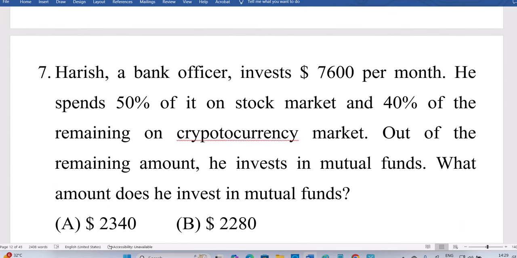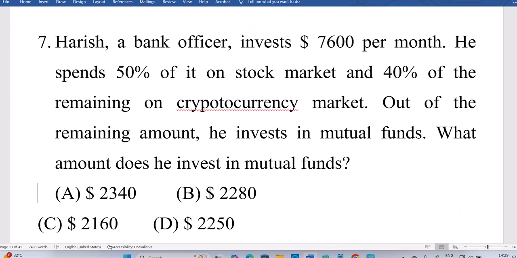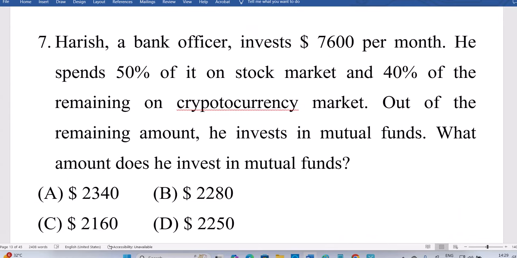Now, here is the seventh question. What topics are first of all? Percentages. Percentages. Answer 50 gone, 60, so 2340. We can go for option A, 2340 here. Is it? No. 2280.